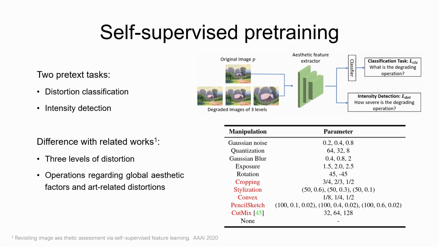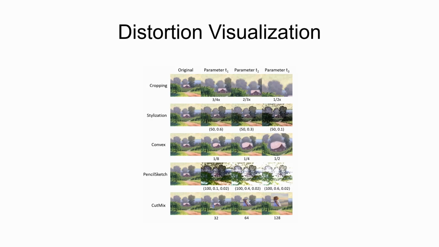We make 2 improvements to the operations and the parameters. First, we add operations that distort the layout and the composition of the original image, for example, cropping and convex. Second, we add art-related distortions, for example, the stylization operation will generate unwanted lines given a fine artwork. We visualize the results produced by our newly added distortion operations.